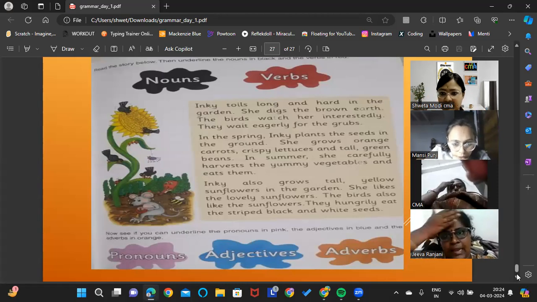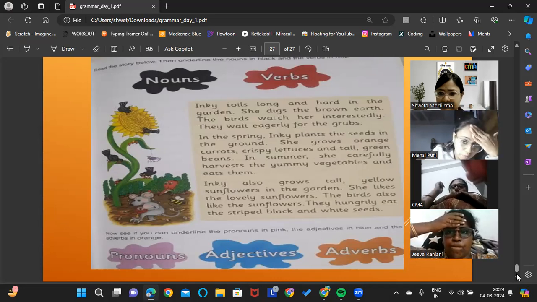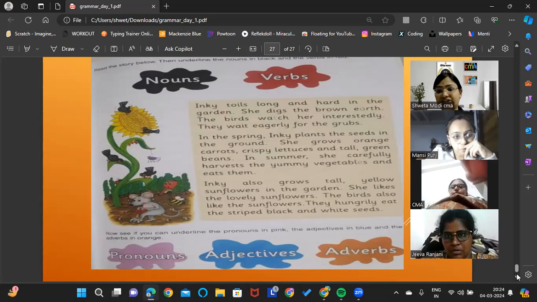Orange, carrots: common. Lettuces, seeds, beans: common nouns. Green, vegetables, sunflowers, birds: common. Carrot, orange: see, colors are adjectives. All the colors are always adjectives.